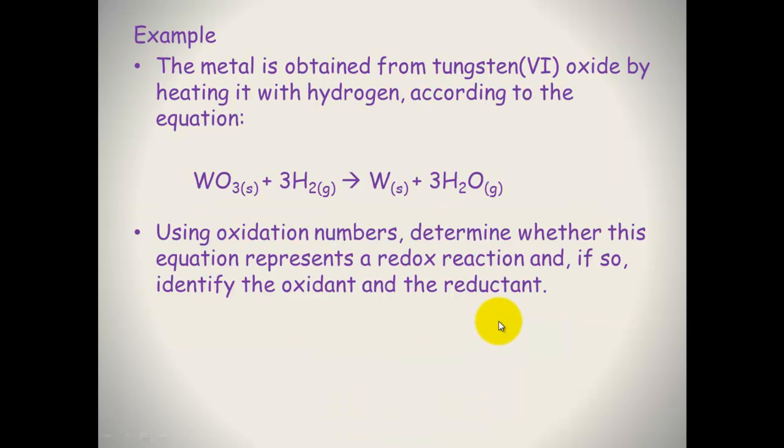Okay, here's a good example question which is from the very start of the video. The metal is obtained from tungsten oxide by heating it with hydrogen gas according to the equation as shown here. Using oxidation numbers, determine whether this equation represents a redox reaction, and if so, identify the oxidant and the reductant.